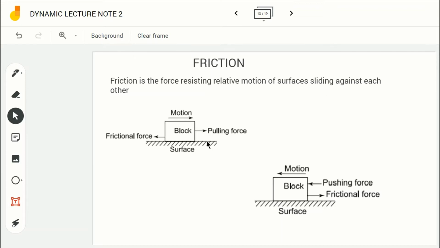What we are seeing on these two diagrams are the different types of forces, which is a pulling and a pushing force. In both cases, we can see that a frictional force always opposes motion. So in a nutshell, a frictional force is a force that opposes motion.